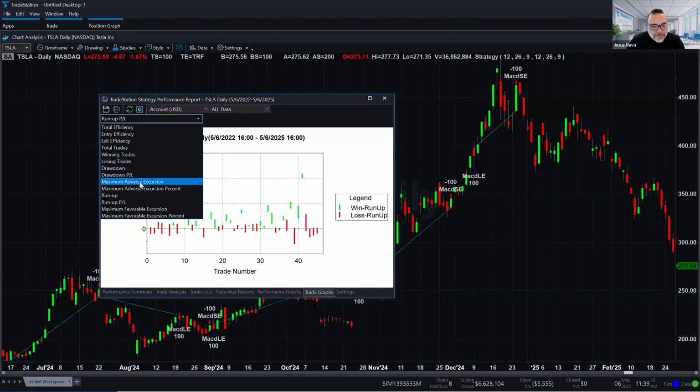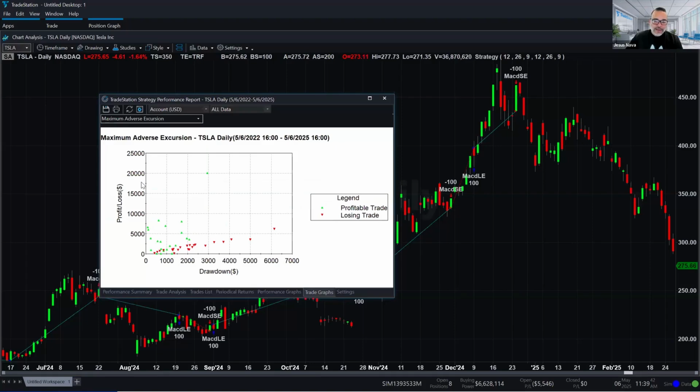And we're going to take a look at maximum adverse excursion, just to give you a look at what this graph is doing, because I think it's very interesting. From the get-go, we know that the green triangles are winning trades and the red triangles are losing trades. If you want to see how much they made or lost, you look at the left side. This is profit and loss.